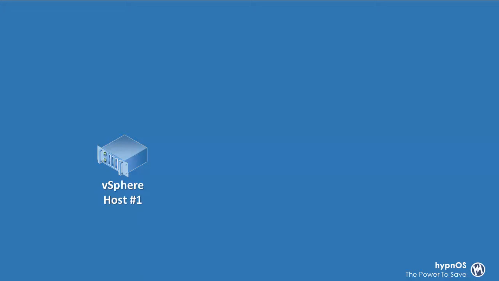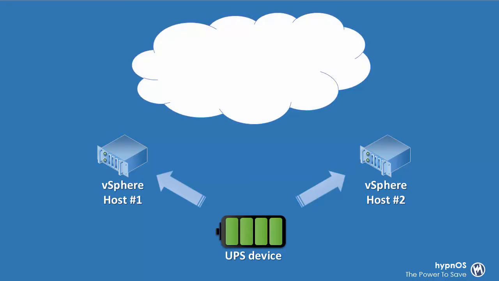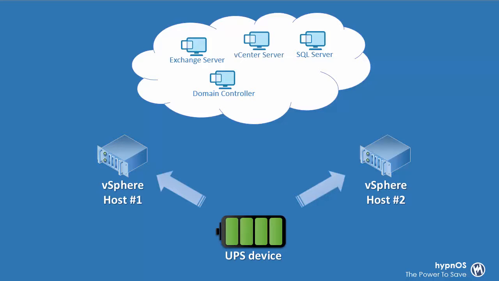Let's assume you not only have one but two vSphere hosts, also known as ESX servers. These systems get their power supply through a UPS device, being able to handle some 20 to 30 minutes when the power line fails. Your virtual infrastructure consists of a domain controller, a SQL server, an Exchange server, a vCenter server. In addition, you run HypnOs on a system in your network. This can be any Windows system, either a server or client edition. The only requirement is that it must also be powered through a UPS.